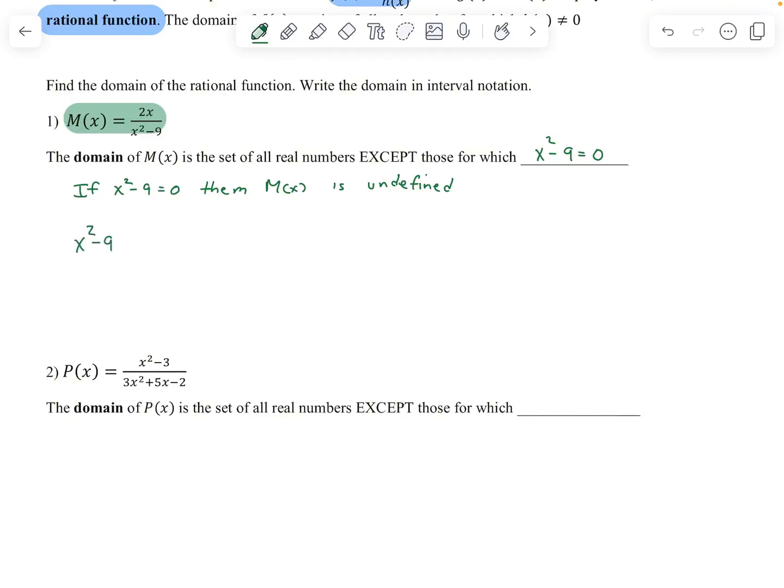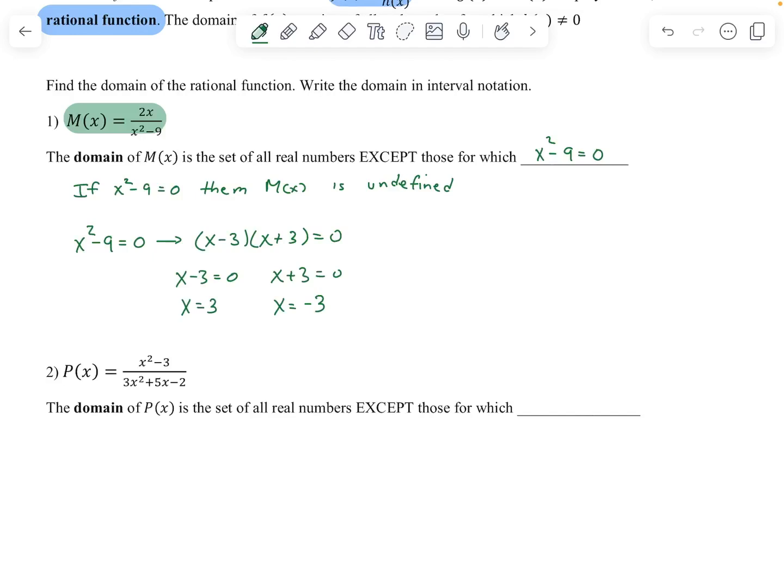So if x² - 9 is equal to 0, this implies that (x - 3)(x + 3) is equal to 0. Solving the equation on the left, if x - 3 is equal to 0, then x is equal to 3. If x + 3 is equal to 0, then x is equal to -3. So -3 and 3 are not in the domain of m(x).